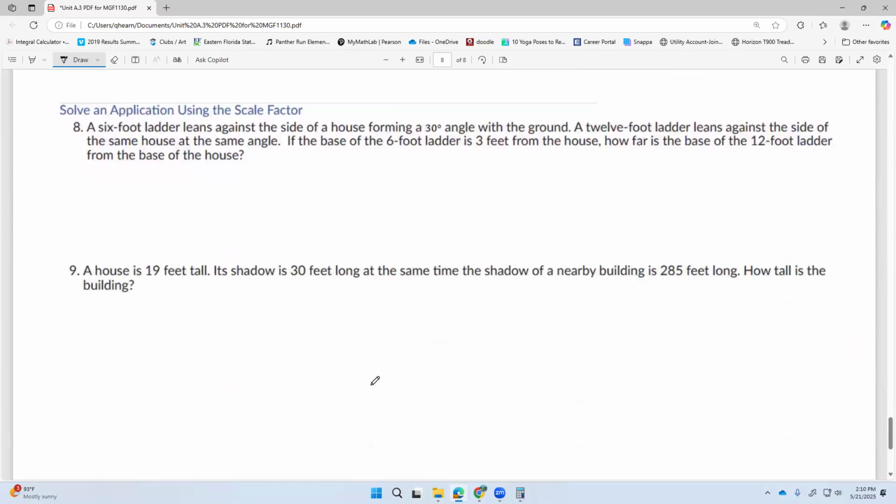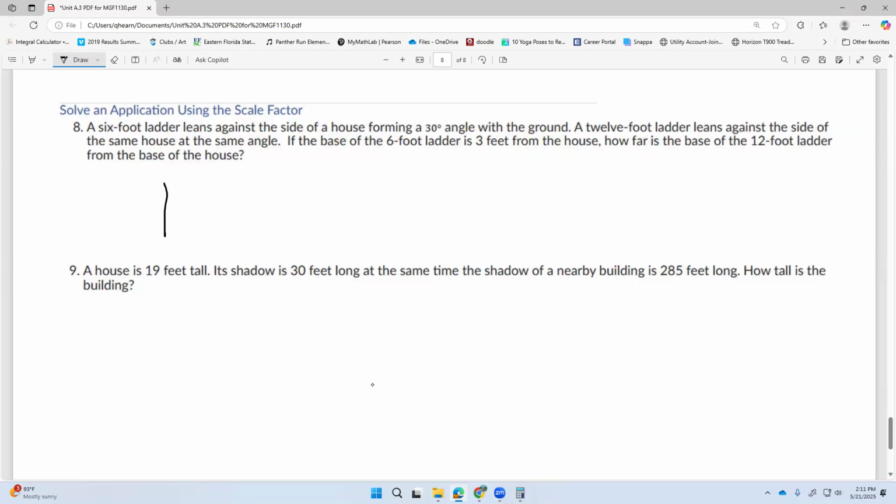Okay, now let's look at a couple of application problems where we have to do everything that we've just mentioned. We have to draw diagrams, identify the triangles, find the scale factors, and use the scale factors to find the missing sides. So number 8 says a 6-foot ladder leans against the side of a house, forming a 30-degree angle with the ground. Sound familiar? And a 12-foot ladder leans against the side of the house at the same angle. So that's the same diagram we drew before. And we're going to use it here.